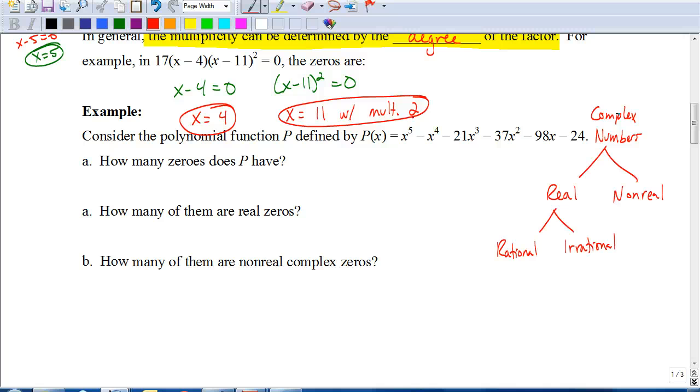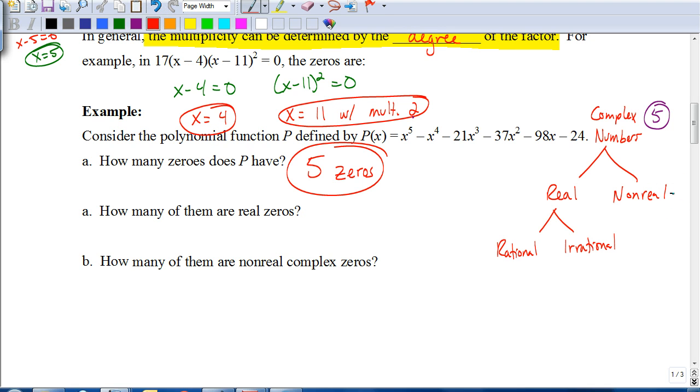The way that we do that is, first off, they say how many zeros does this function p have? Well, again, we look at the degree. The degree for this polynomial is 5, so there's going to be 5 zeros. So that means that there's a total of 5 complex numbers. So that means between my real and non-real numbers, they need to add up to be 5. So I could have maybe 4 real and 1 non-real, or I could have 2 and 3, or 3 and 2, or I could have 5 real and 0 non-real. So there's a lot of different combinations that we could have here, but to figure out what our answer is, we're going to have to go to a graph.